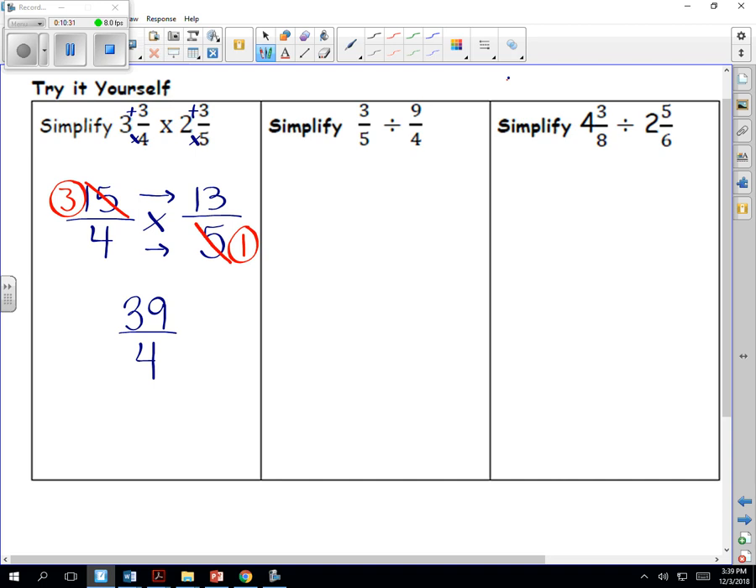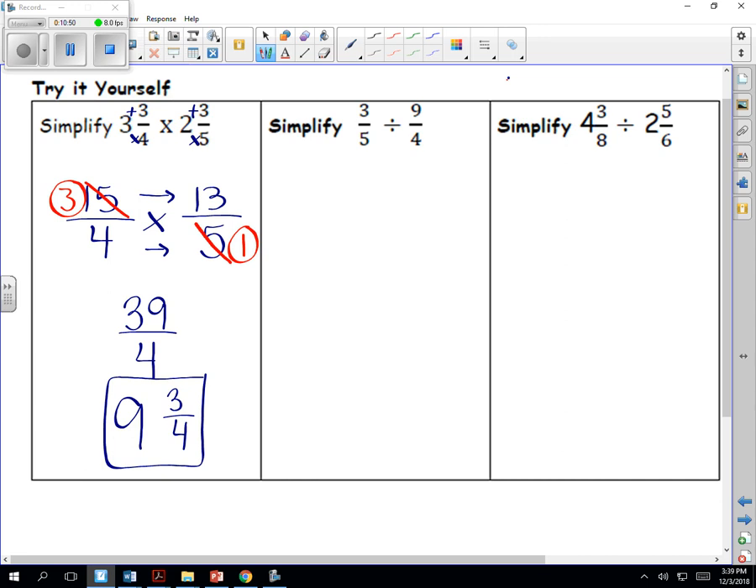I have an improper fraction, so I have to change that to a mixed number. 4 goes into 39 9 times. 9 times 4 is 36, which I'm going to subtract from the 39, and that gives me 3/4 left over. All right, the second problem.